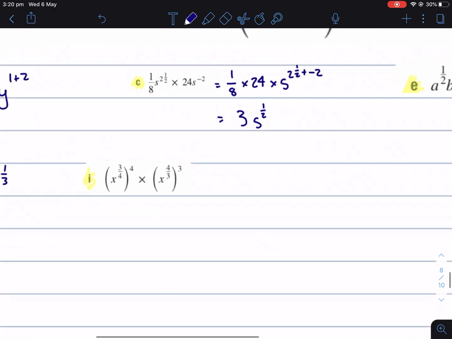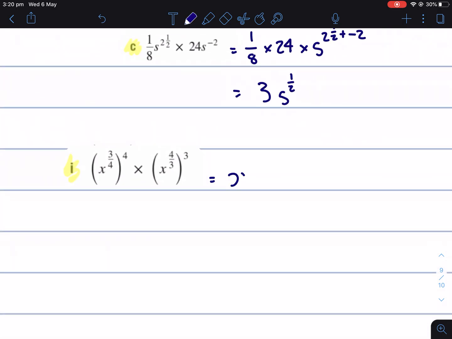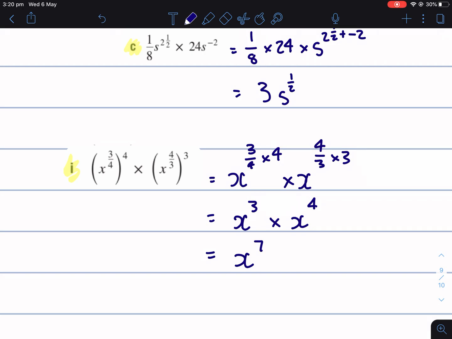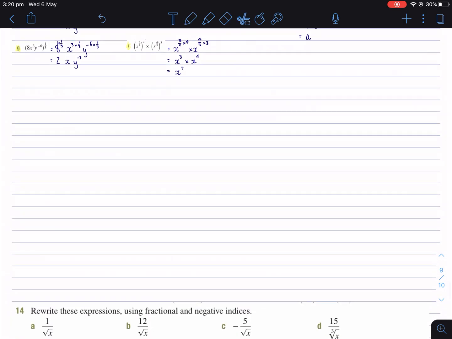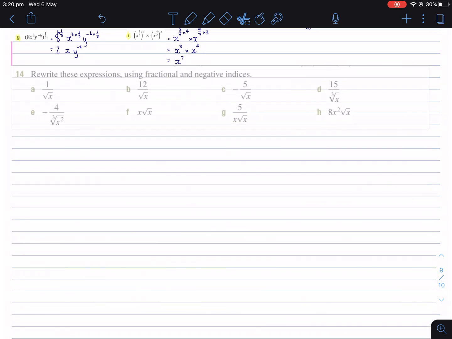So we've got x to the 3/4 times 4 times x to the 4/3 times 3, which, 3/4 times 4 is 3, 4/3 times 3 is 4, 7. That's 13. Okay, a few more for this video. Cranking through them.